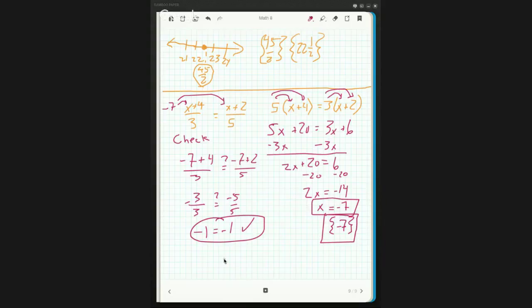And we're going to now graph our solution. And to graph our solution, we just put a negative 7, a negative 8, a negative 6 on our number line. And we're going to put a big circle on negative 7. And there's our answer. Set notation, check step, all wrapped up in a nice bow, maybe a nice bow tie. And that's that.